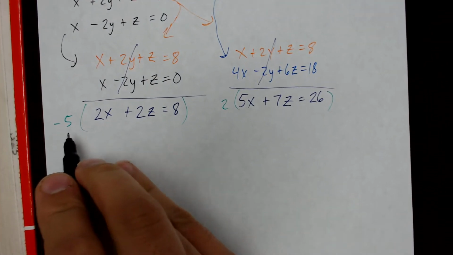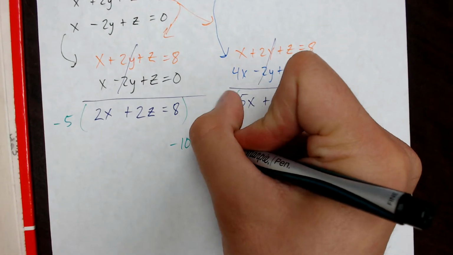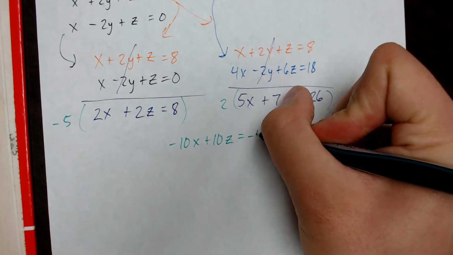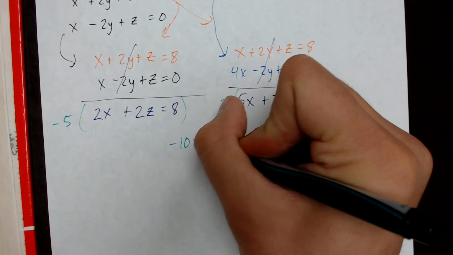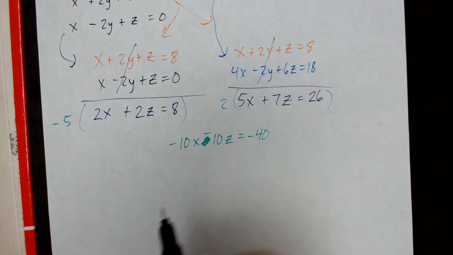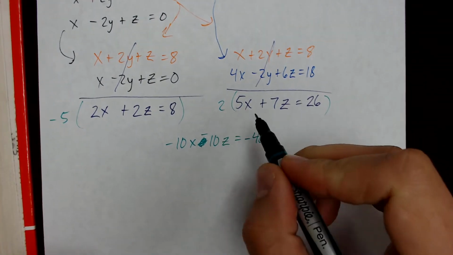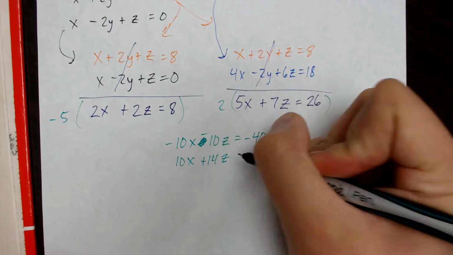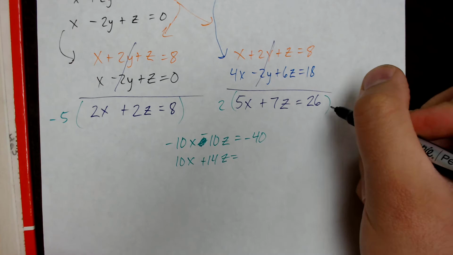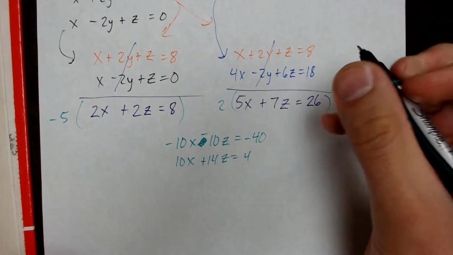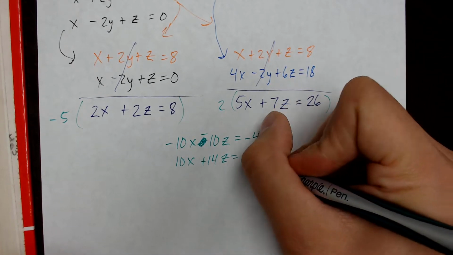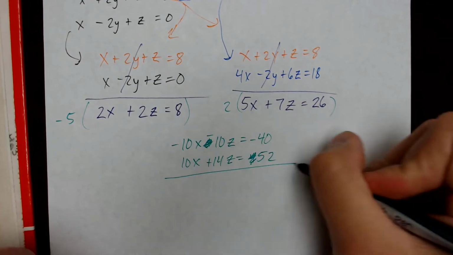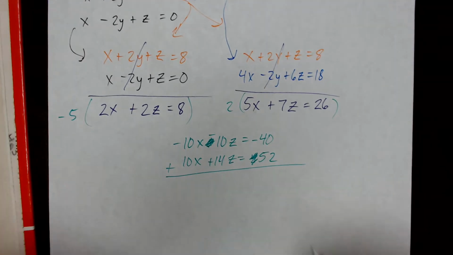So this one, when I multiply by -5, I get negative 10x plus 10z equals negative 40. Oh, sorry, not plus. Minus 10z. Forgot about the negative. Okay, and then this one, when I multiply, I get positive 10x plus 14z equals 46. No, sorry, 52. So I'll continue the elimination process by adding these 2 equations together.